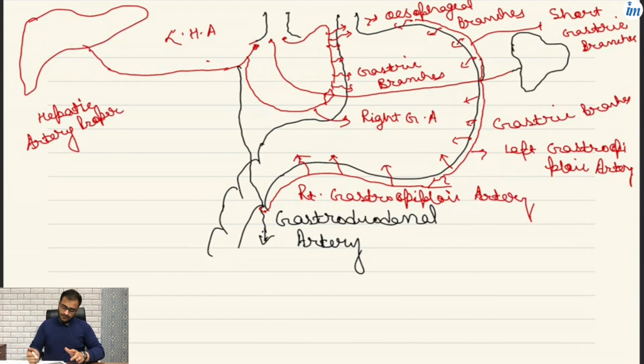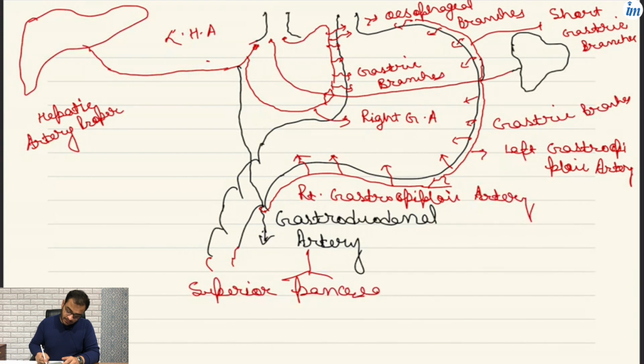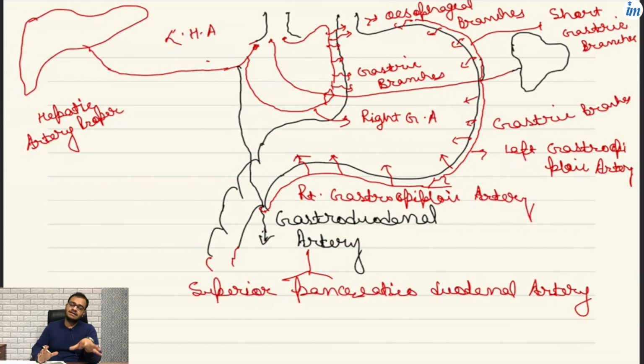This gastroduodenal artery goes to the posterior side and gives the superior pancreatico-duodenal artery. And the superior pancreatico-duodenal artery again has its branches: anterior superior pancreatico-duodenal artery and posterior superior pancreatico-duodenal artery, which are at the last supplying the pancreas and the duodenum.